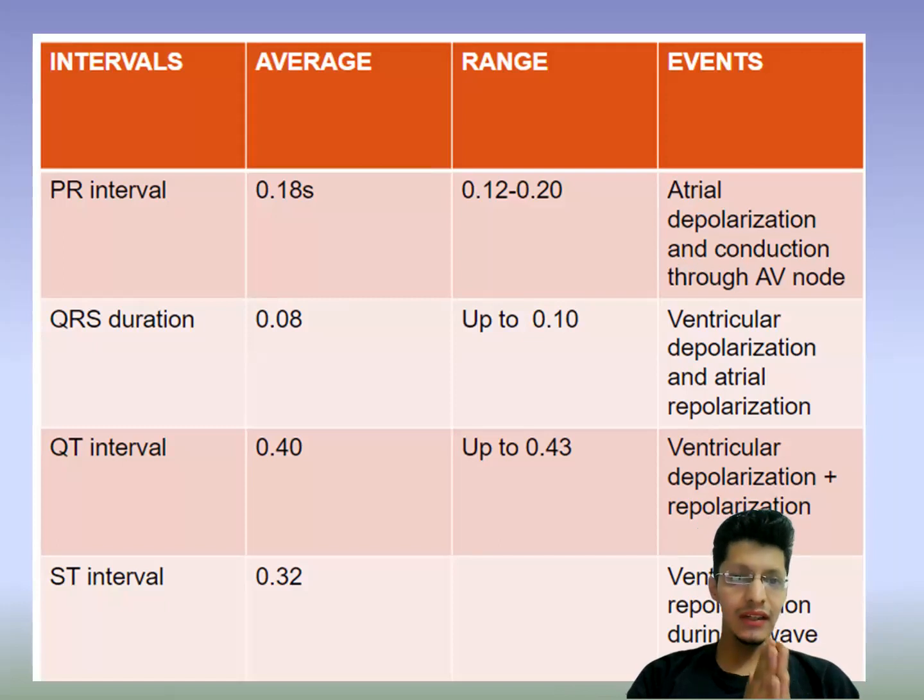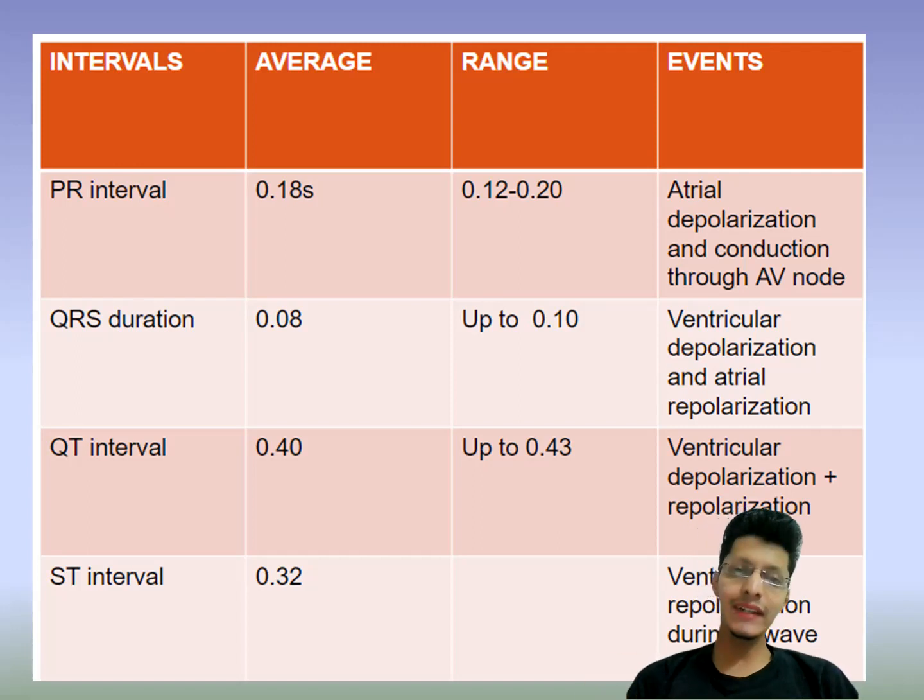The PR interval denotes the atrial depolarization and the conduction of the AV node, and it is 0.12 to 0.20 seconds. Then we have the QRS duration, which represents the atrial repolarization and ventricular depolarization, and it has a range of up to 0.10 second, that is 3 to 5 small squares. Then we have the QT interval, that is up to 0.43 seconds.